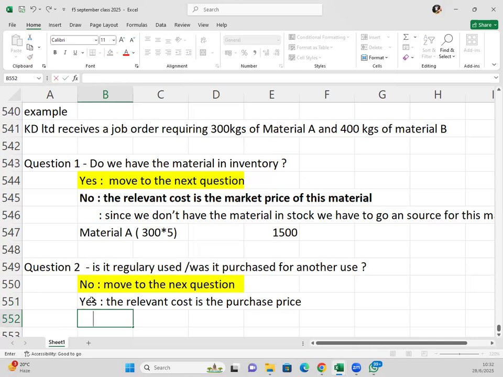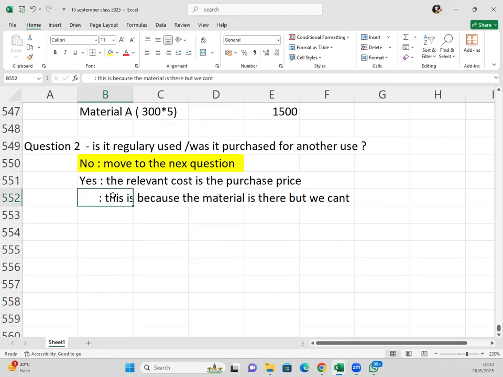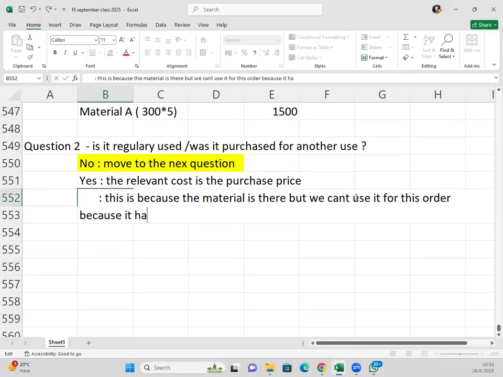Why is it the purchase price? Let's go and put additional notes to that. Why is the relevant cost the purchase price? This is because the material is there, but we can't use it for this order. We can't use it for the order since it has another use.